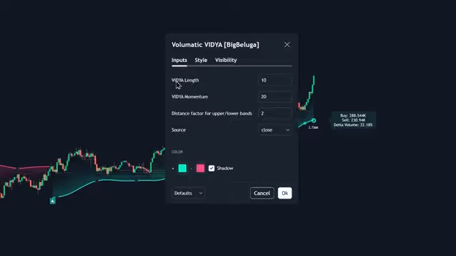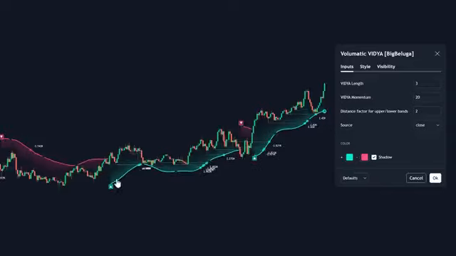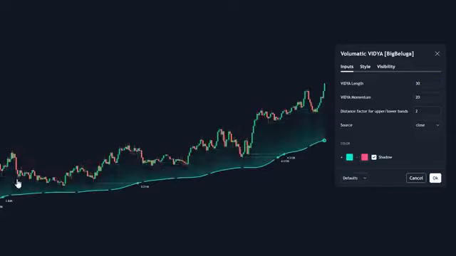The VIDYA length controls the period over which the VIDYA calculates the average. A shorter length is gonna produce more false signals because it makes the indicator super sensitive to price changes, while a longer length results in a smoother trend with fewer signals but may lag behind price movements.